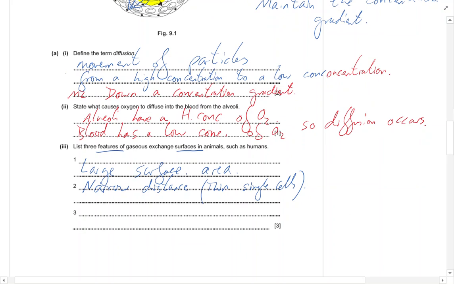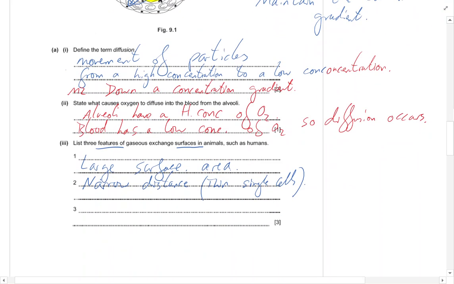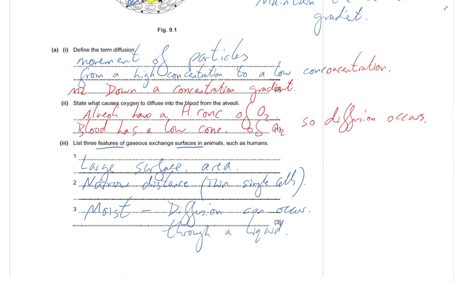And then the last one would be to say moist. Okay, so diffusion can occur through a liquid, because obviously if there's a dry surface, if it's a solid, diffusion can't happen. Okay, so those are your 3 for that question.